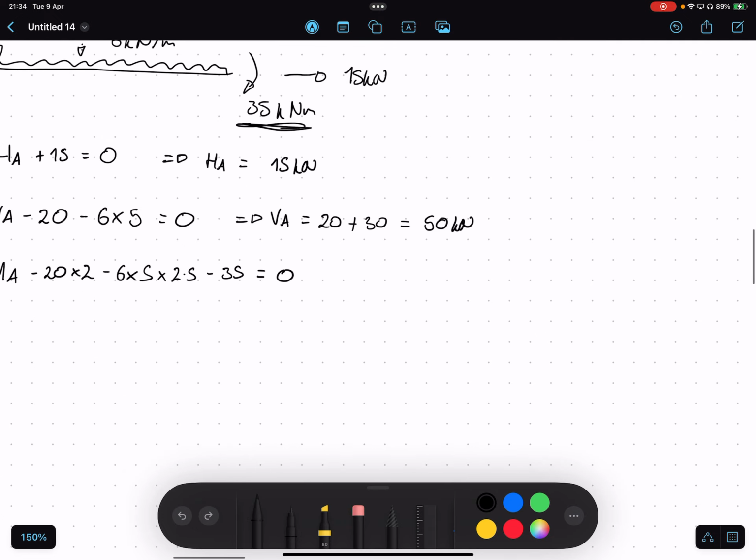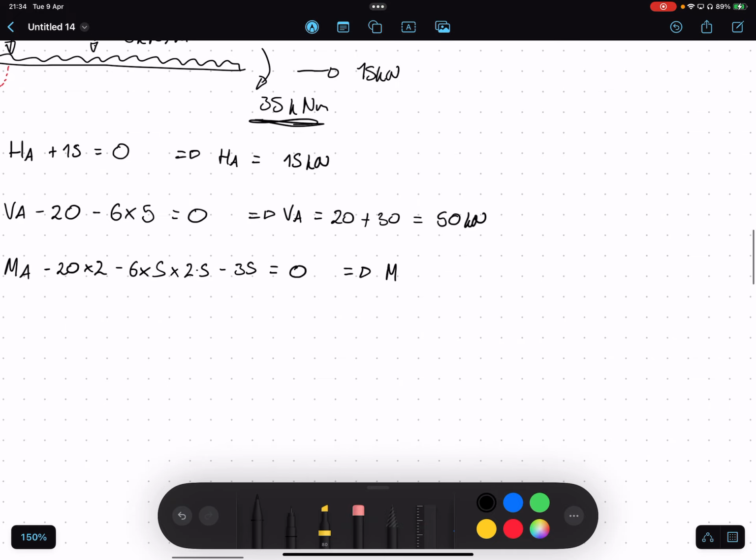So again, through some simple rearranging, just adding everything to one side, we get that MA is equal to 40 from 2 times 20 plus 30 times 2.5, which is going to be 30, 60, 75, so plus 75 plus 35. So summing that all together, we are going to get a nice round 150 kilonewton meters.